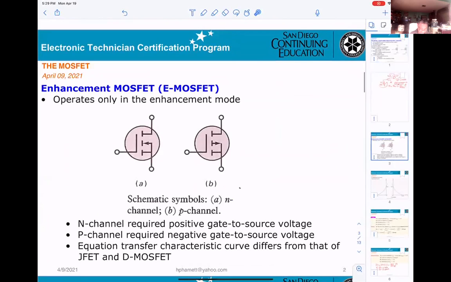For the E MOSFET, you can recognize the schematic. At least when you're looking into the schematic, you know it is an N channel or P channel MOSFET. N channel requires positive gate-to-source voltage. However, P channel requires negative gate-to-source voltage. The equation will not be like the JFET or the D MOSFET. The D MOSFET works like the JFET, but not the E MOSFET.